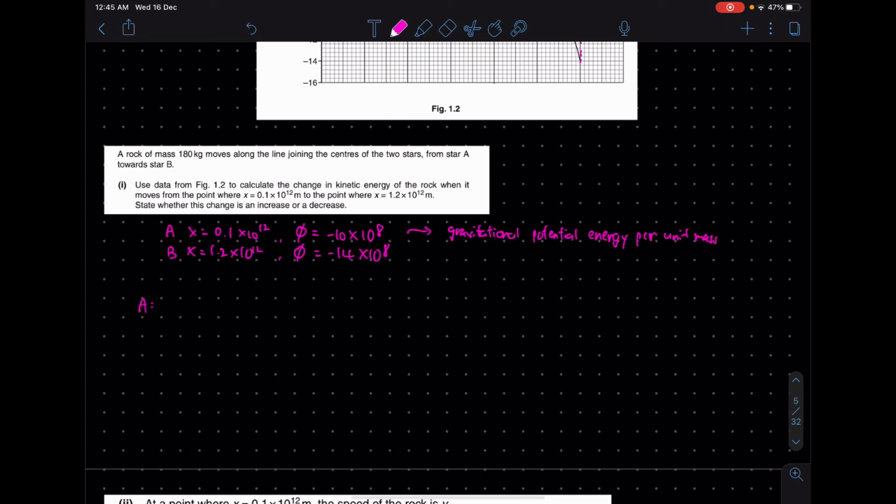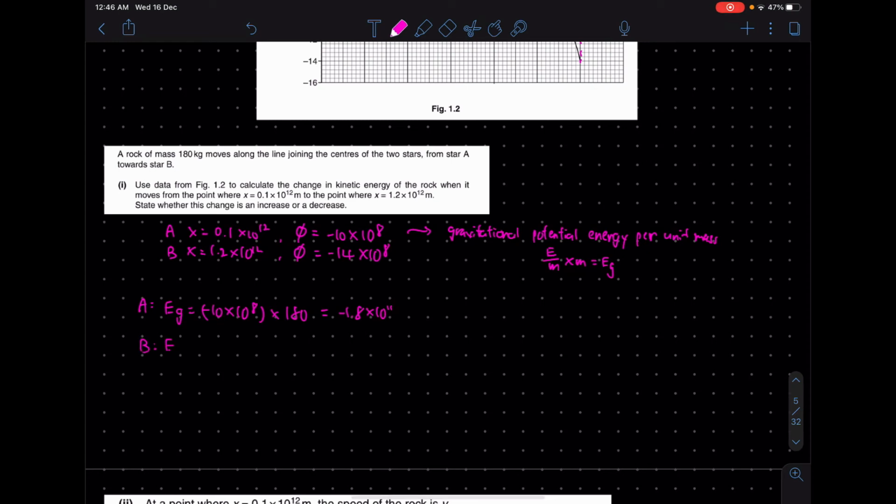So at A, the energy, we just call it energy first, or we can just call it gravitational potential energy for simplicity's sake, would be negative 10 times 10 to the power of 8 times the mass, because it's the gravitational potential energy per unit mass, so it's something like E over m. So by multiplying the m, we'll get the energy. So quick calculation gives us negative 1.8 times 10 to the power of 11.